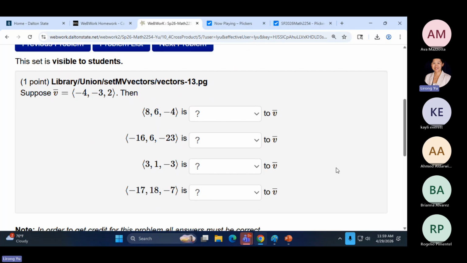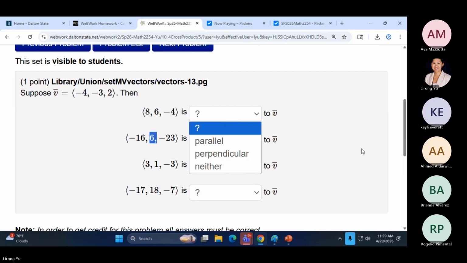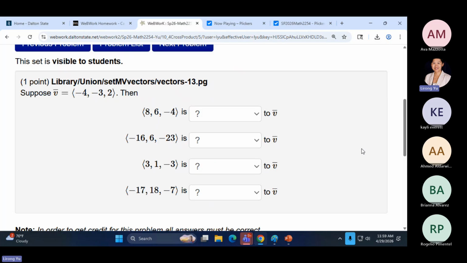Number 5 is, whether these are perpendicular, parallel, or neither. Okay, so if they are parallel, like the first one, 4 to 8 is times 2, and then times negative. So the ratio is -2. -3 times -2 is 6. 2 times -2 is -4. So is -2 the common ratio among all the components? Proportional. So this one is a parallel relation.